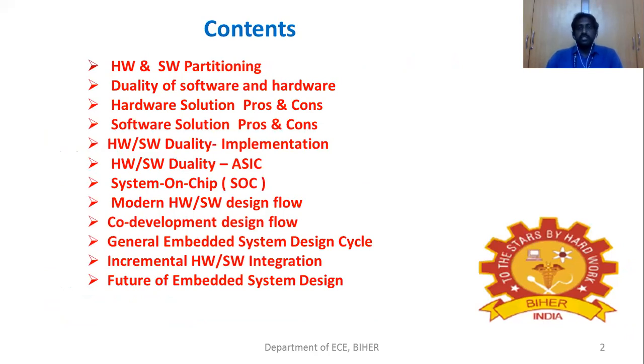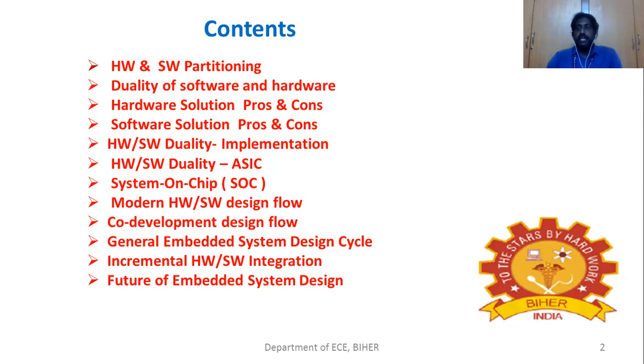So the contents of this presentation are hardware and software partitioning. These are the broad categories of partitioning. Embedded system means application software is integrated in a hardware. So we are discussing hardware and software partitioning as a beginning point. And then we discuss the duality of software and hardware. Application software is integrated in a hardware, so both are important and design parameters are involved with both hardware and software. So the duality of software and hardware is the next concept. And then we discuss the advantages and disadvantages of a hardware solution and a software solution.